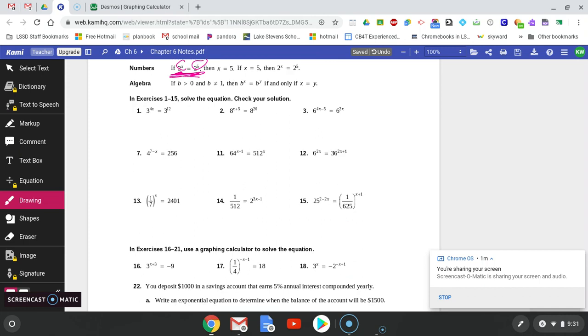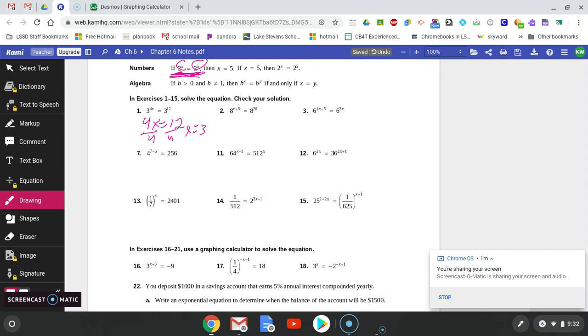So I have 3 to the 4x power is equal to 3 to the 12th power. They have the same base. If their bases are equal to each other, then that means their exponents have to be equal to each other. So I can just write an equation where the exponents are equal to each other. So I have 4x is equal to 12, which means when I solve it, I get x is equal to 3.